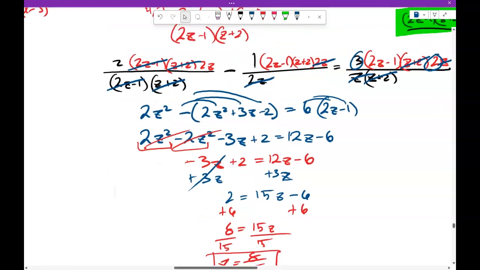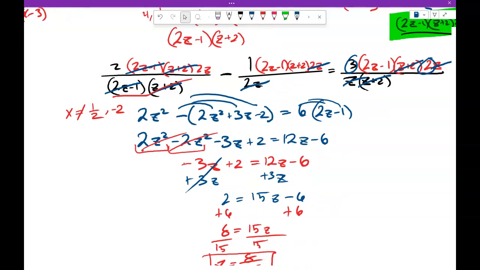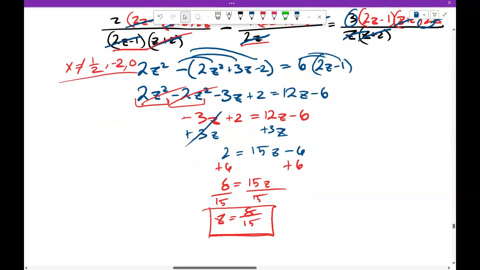We look at our denominators. Based on our factors, z is not allowed to be 1/2, because that would cause our first denominator to be 0. Z is not allowed to be negative 2. That would cause the second denominator to be 0. And z is not allowed to be 0 either. And so these are the values that z cannot be. Since 8 over 15 is not one of those values, then we know it's a valid solution.